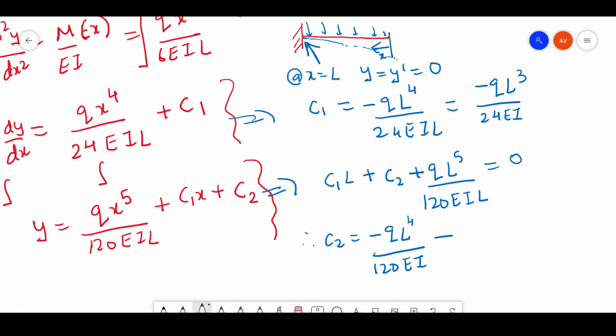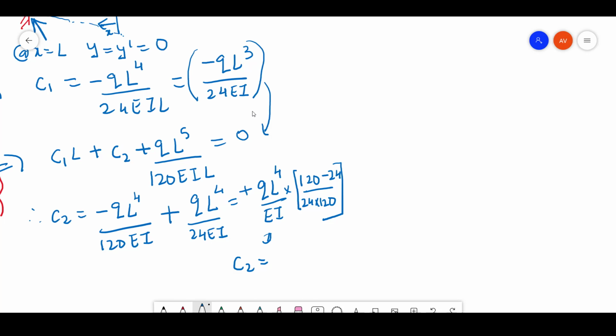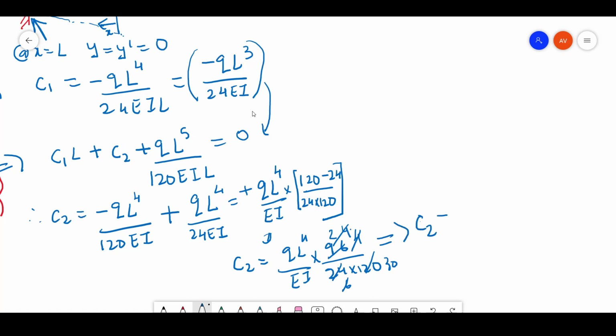So minus c1L, and c1L is already negative, so you will get here plus qL cube into L, so L raised to 4 by 24 EI. Your c2 is equal to qL raised to 4 by EI into, here 120, and you will get 96. So upon solving this, what you are going to get? Therefore you can write c2 is equal to qL raised to 4 by 30 EI.